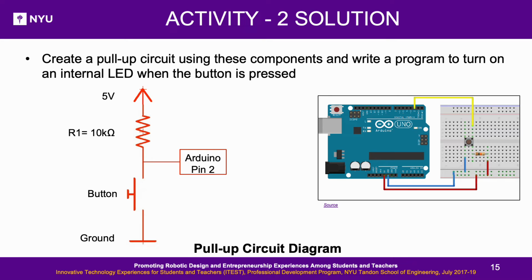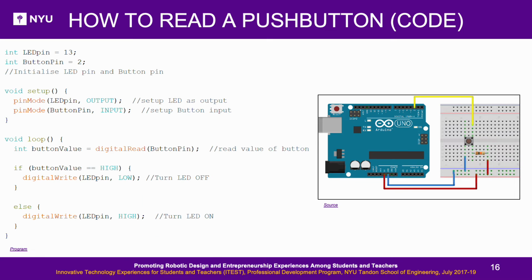Activity 2 solution. The circuit for the pull-up circuit with an input connected to pin 2 of Arduino is as shown. Code to read a pushbutton. Components required: Arduino Uno, pushbutton, 10 kΩ resistor, and wires. For a pull-up circuit, when the button is pressed, the button value is read as low, hence in this case, the LED turns on. But for a pull-down circuit, when the button is pressed, the button value is read as high, and in this case, the LED turns off.